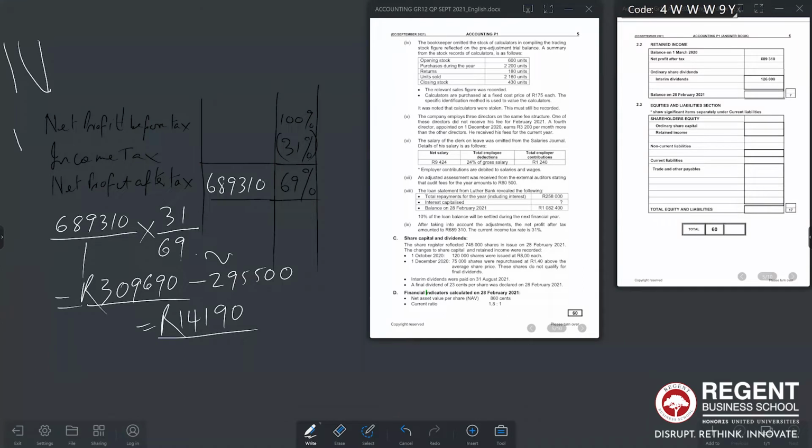Just to answer the question, somebody asked the question where we got 200 and that was for what you are asking me, 295. That's in the trial balance.